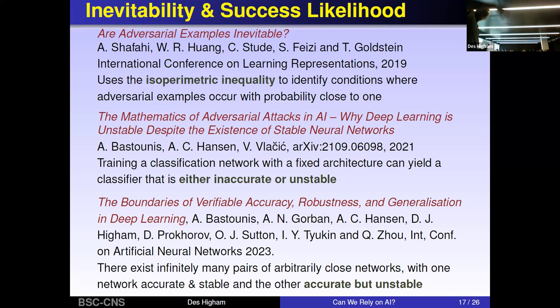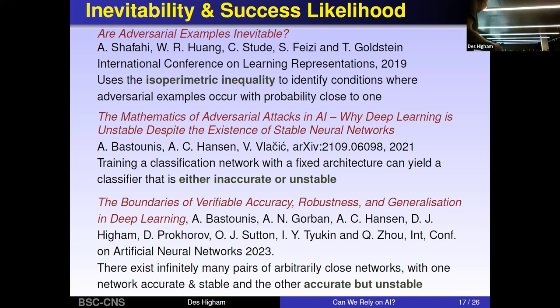The middle paper there, from the Cambridge group, looked specifically at neural networks, and they showed these surprising results that if you give them a network, they can find a data set. It's a well-defined data set. They're not cheating by having two points very close together with different labels. That would be a cheat. So these are well-separated data for training.